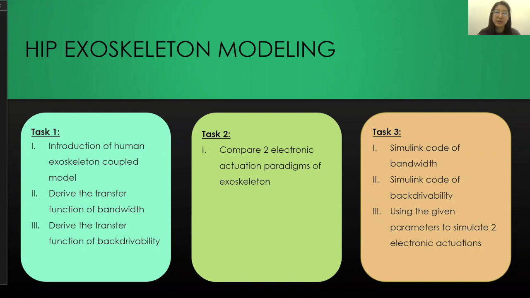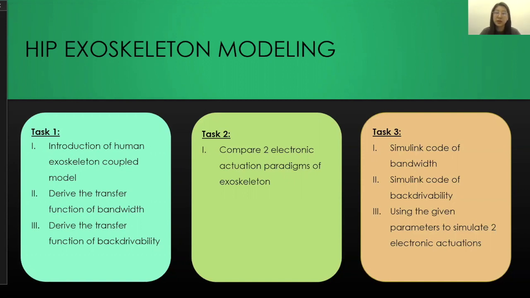There are 3 tasks to this project. For the first task, I'm going to first introduce the human exoskeleton coupled model, and then derive the transfer function of the bandwidth and the backdrivability of the exoskeleton model. For task 2, I'll be comparing 2 electronic actuation paradigms of exoskeletons.